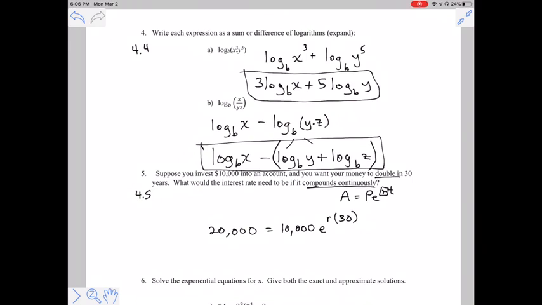Okay, now we solve for r here by using the same techniques we learned in section 4.5 to solve an exponential equation. We isolate the exponential term. This is the exponential term right here. We need to isolate that by dividing by 10,000. So that's 2.